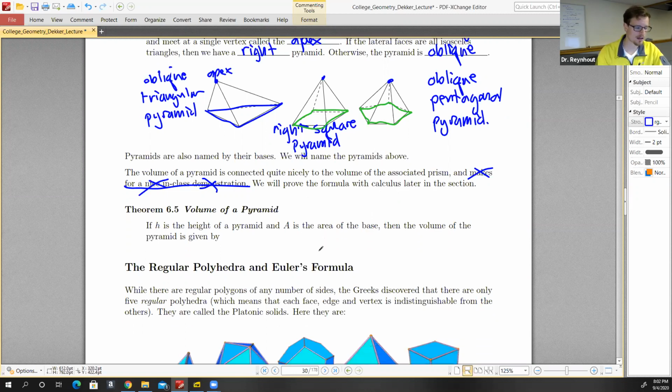All right, so the volume of a pyramid, if h is the height of the pyramid, so that's the height from the apex to the base, where the line segment from the apex to the base is perpendicular to the base, then the volume of the pyramid is given by volume is 1/3 area times height, where A is the area of the base.